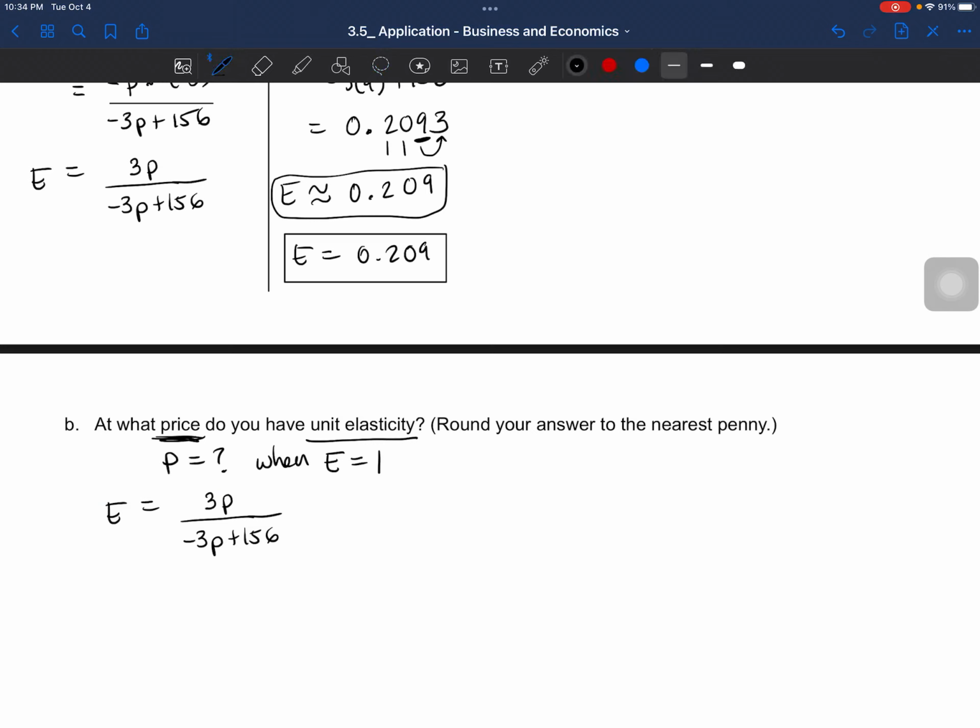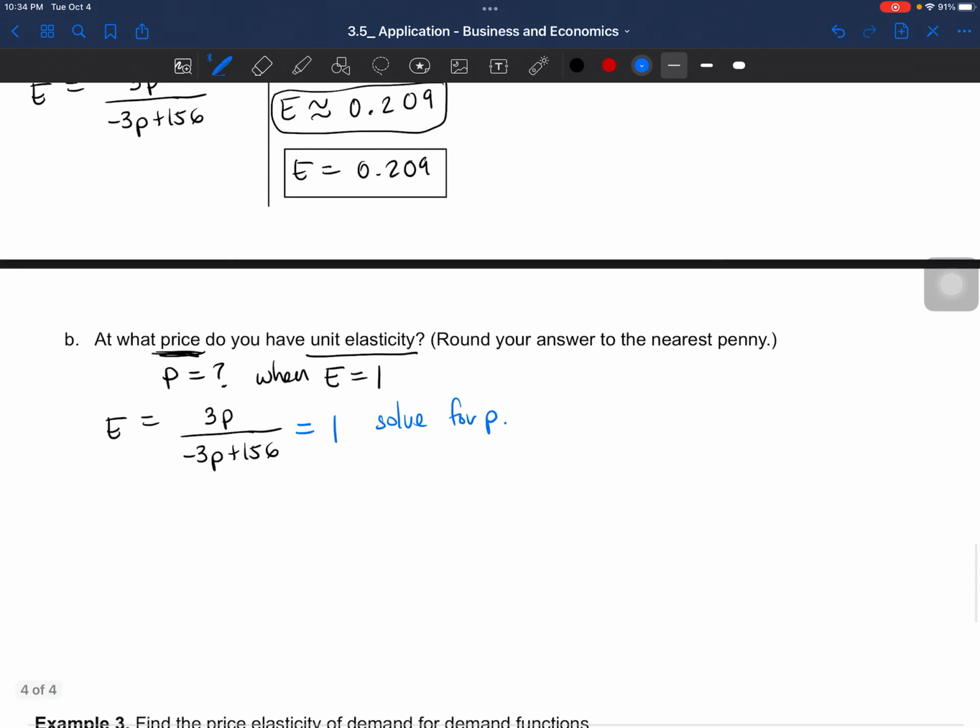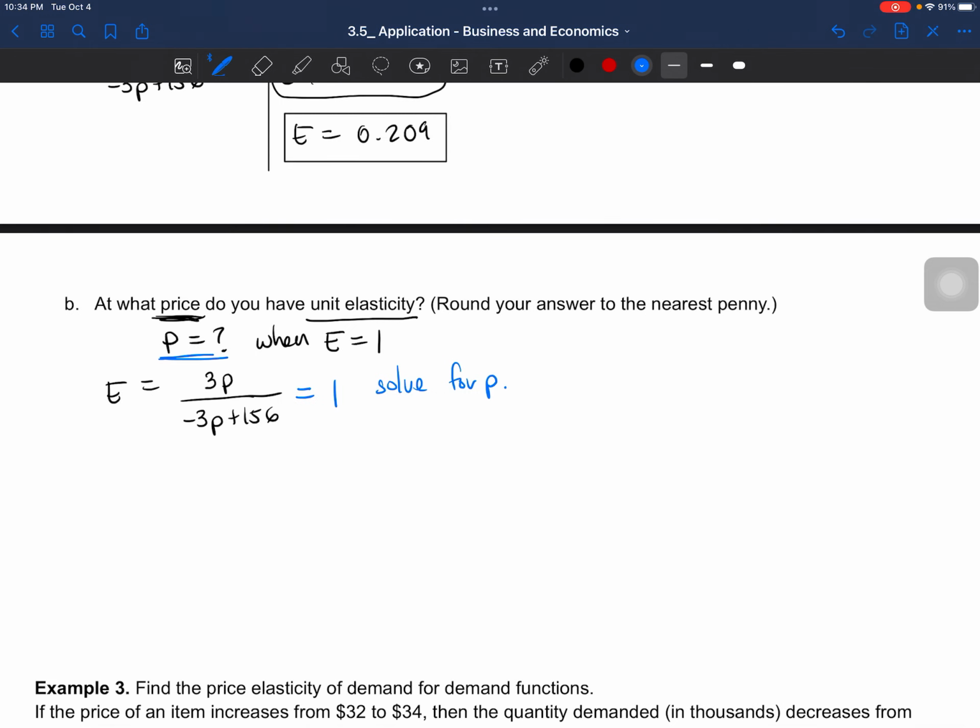What we're saying here is that when E is equal to 1, you're about to set a constraint. Solve for P, right? So solve for P when E equals 1. And that's exactly what we did. We set the E equal to 1 so we can solve for P and find what is the P that will make the E equal 1.